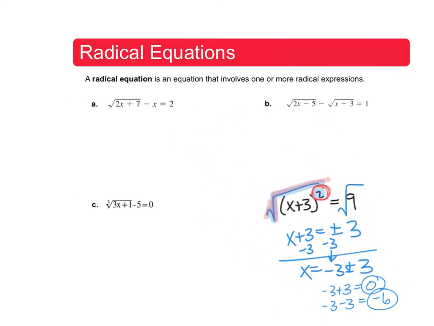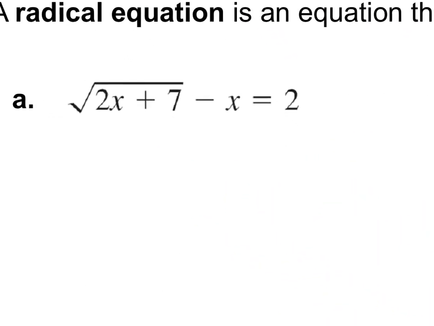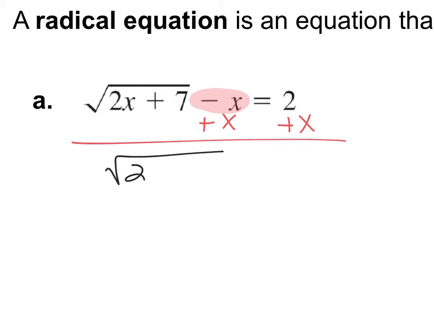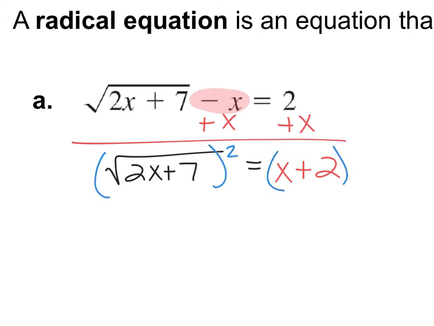So we have a square root, but before we can square, we need to isolate the square root. So we need to move anything away from it that's not underneath, and in this case that is a minus x. So we're going to add the x over first. Then we have only the square root left on that side, and an x plus 2 on the other. Now we can go ahead and square both sides, and notice how I'm putting that x plus 2 in parentheses and squaring it.